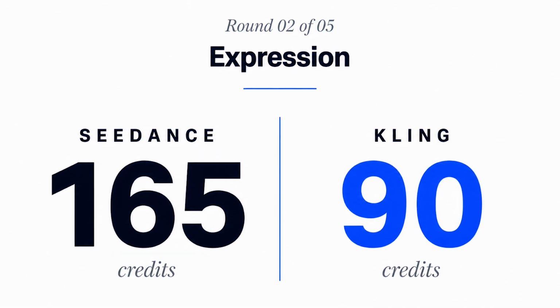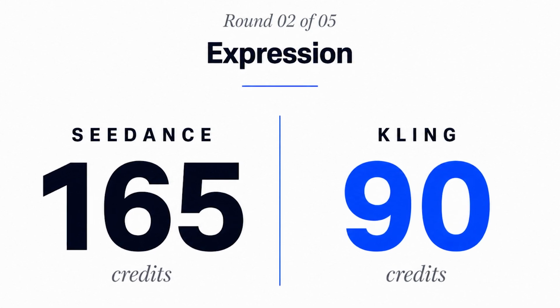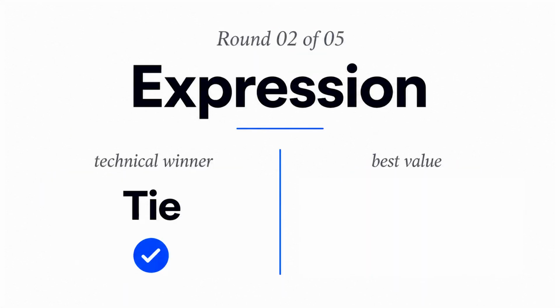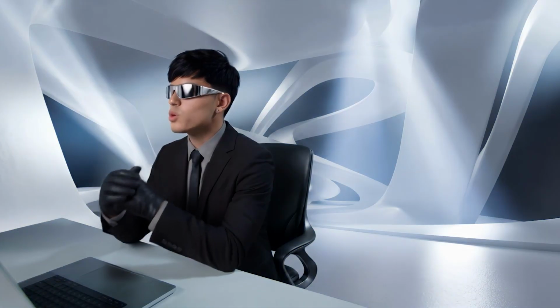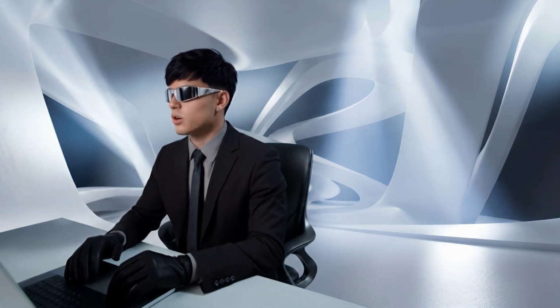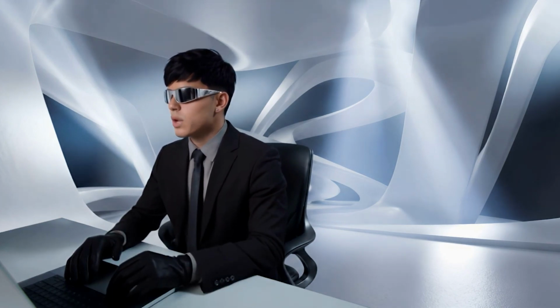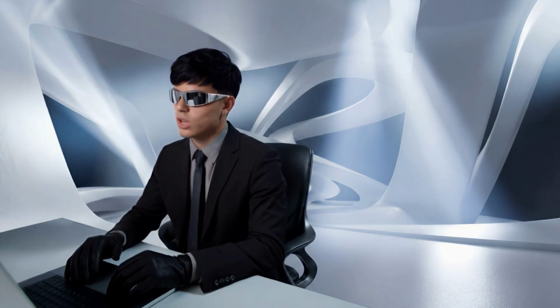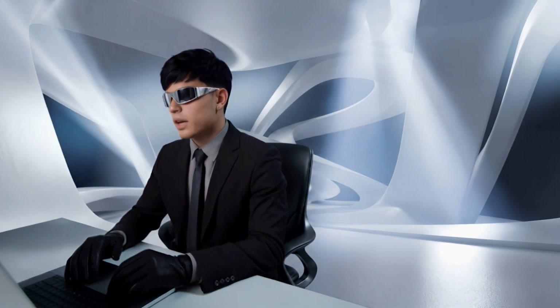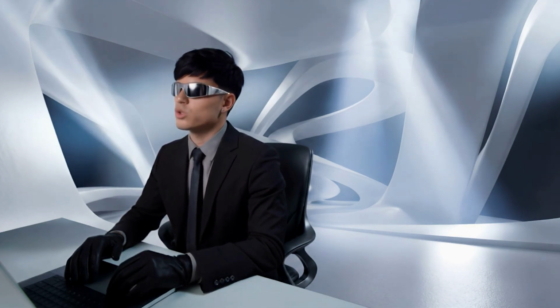Seedance, 165 credits. Kling, 90. Technical winner, tie. Best value, Kling. If the emotional quality is this close across multiple generations, the cheaper model just makes more sense. So for close-ups, subtle expressions, emotional shots, both work. But Kling is the smarter pick if you're watching your credits.